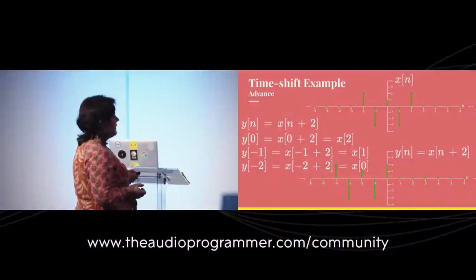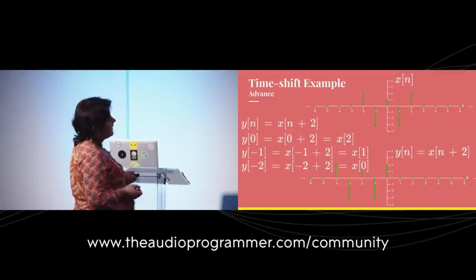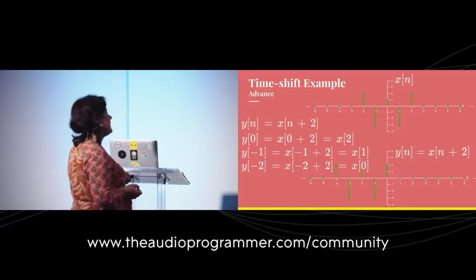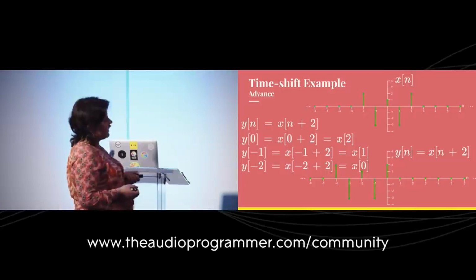Then we want to find for n equals -1 in our output signal. Plug it in here. -1 plus 2 is +1. So we go and grab x at +1, bring it down here. Same again. Want to find y at -2, plug in.